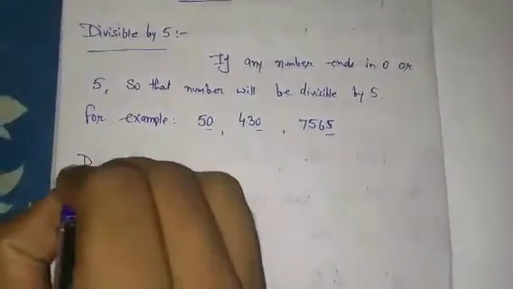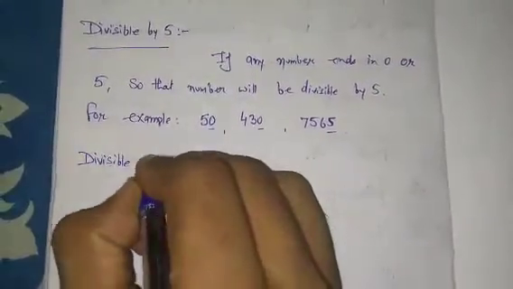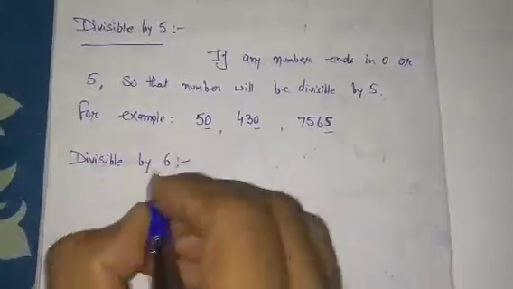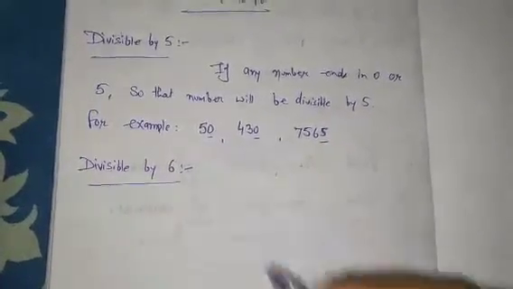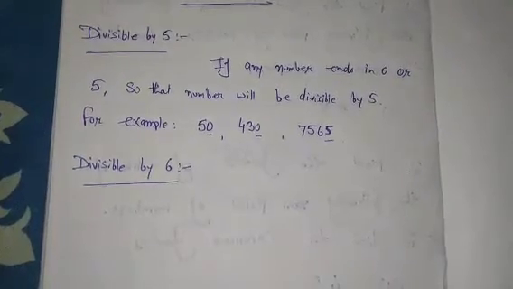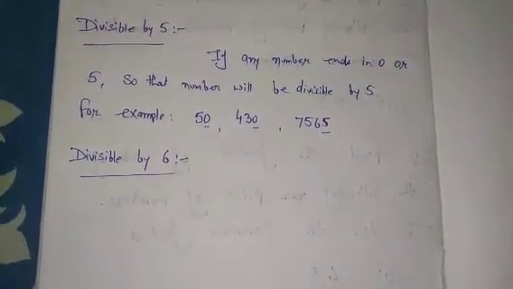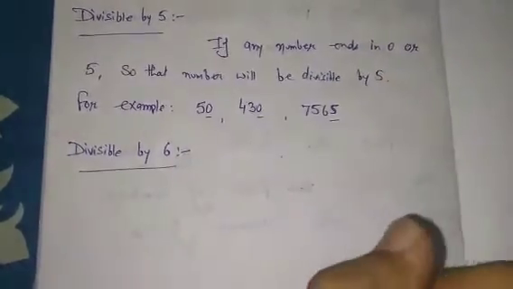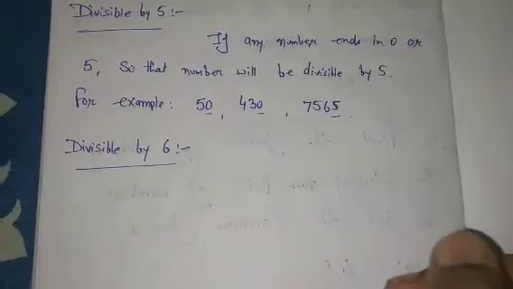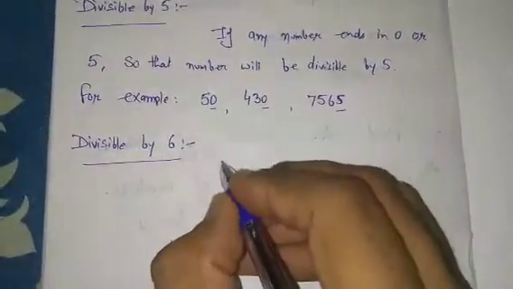Now students, next is divisible by 6. It means which type of number can be easily divided by 6. So look here, if any number is divisible by 2 and 3 both, that type of number will be divisible by 6 also. It means if any number is divisible by both 2 and 3, then that number will be divisible by 6. So you can write it here.